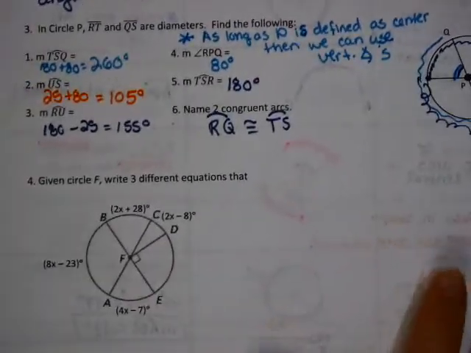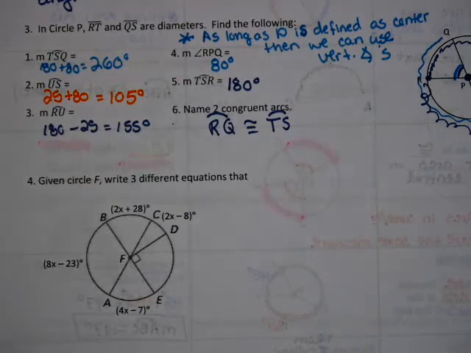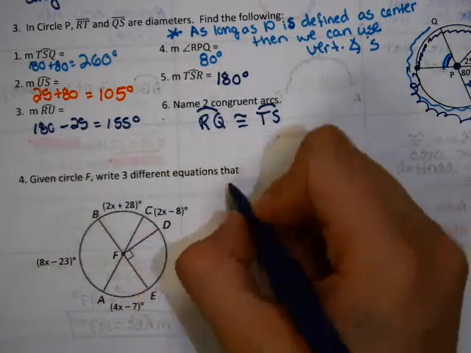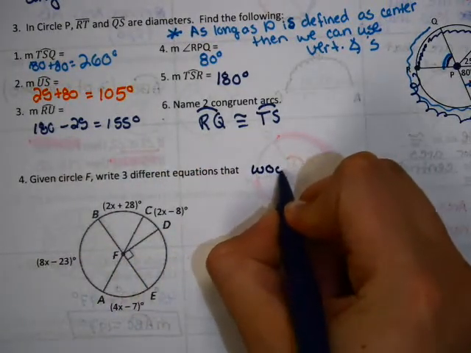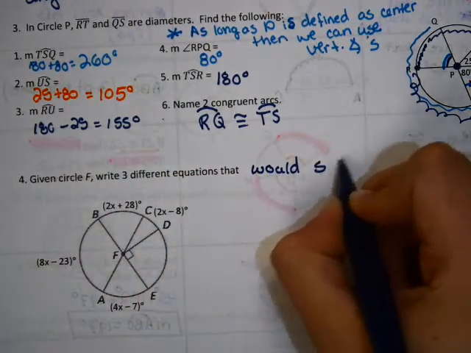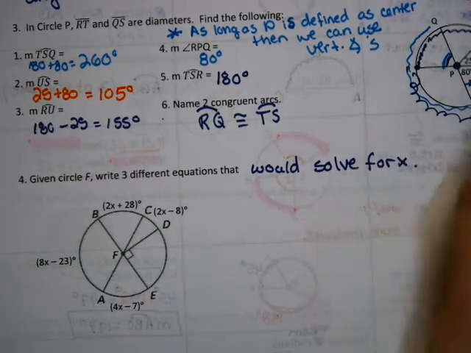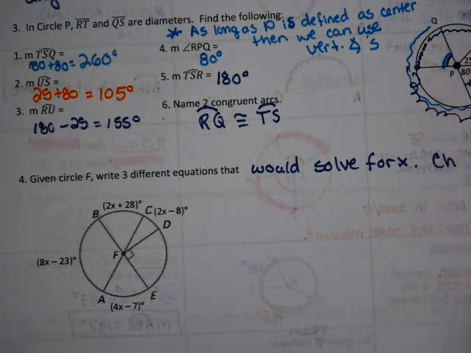All right, question 4 is an important one, but there's something missing that didn't print out. It says write 3 different equations that would solve for x, and then choose one to solve.